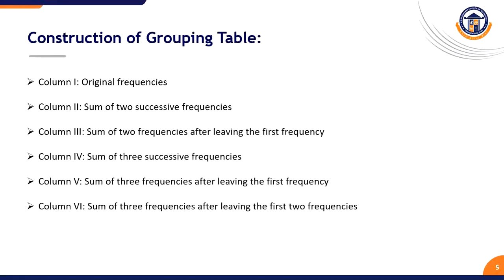Construction of the grouping table. Column 1, we take the original frequencies. Column 2, sum of two successive frequencies. Column 3, sum of two frequencies after leaving the first frequency. Column 4, sum of three successive frequencies. Column 5, sum of three frequencies after leaving the first frequency. Column 6, sum of three frequencies after leaving the first two frequencies.